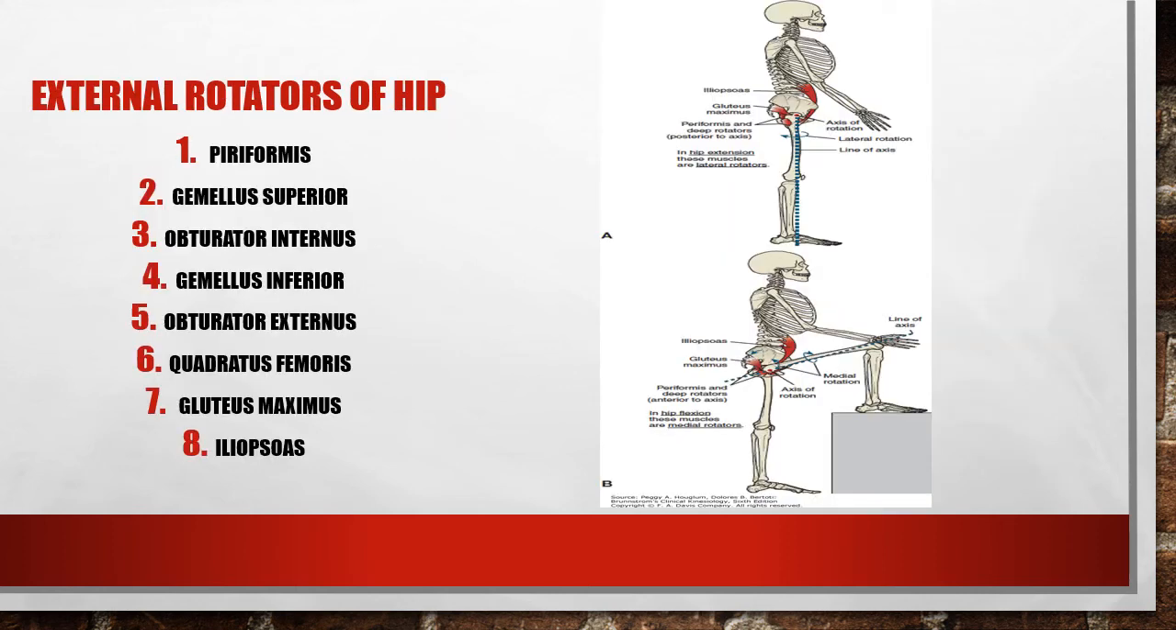Okay, external rotation of the hip, otherwise known as lateral rotation. Remember, we learned about the 6 small deep lateral rotators of the hip. And that's what you see there in the first 6 muscles. Piriformis, gemellus superior, obturator internus, gemellus inferior, obturator externus, quadratus femoris, and then, of course, the gluteus maximus and the iliopsoas also are synergists of external rotation or lateral rotation of the hip.